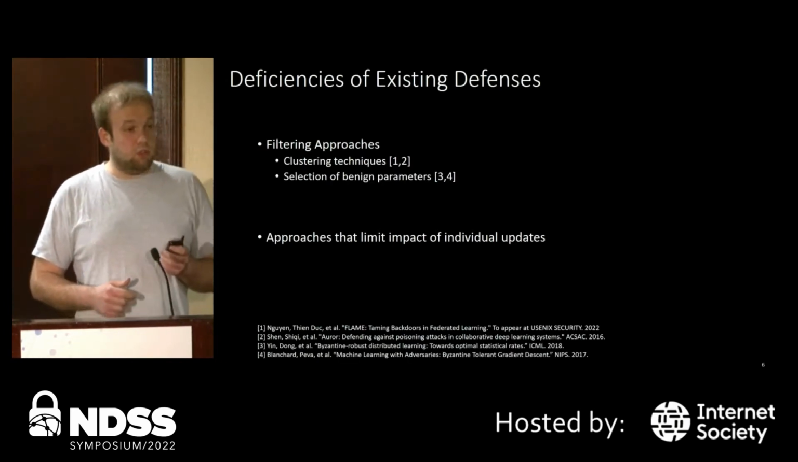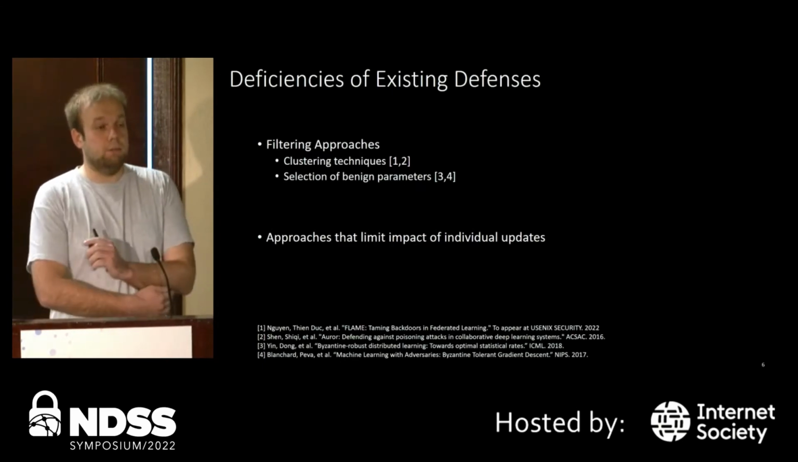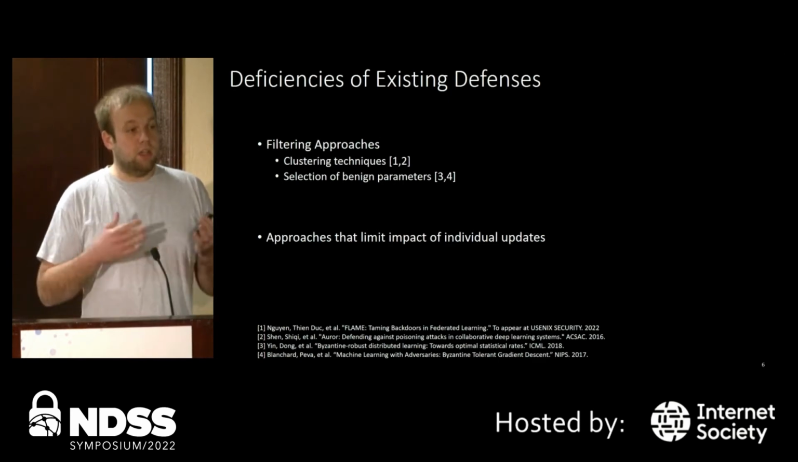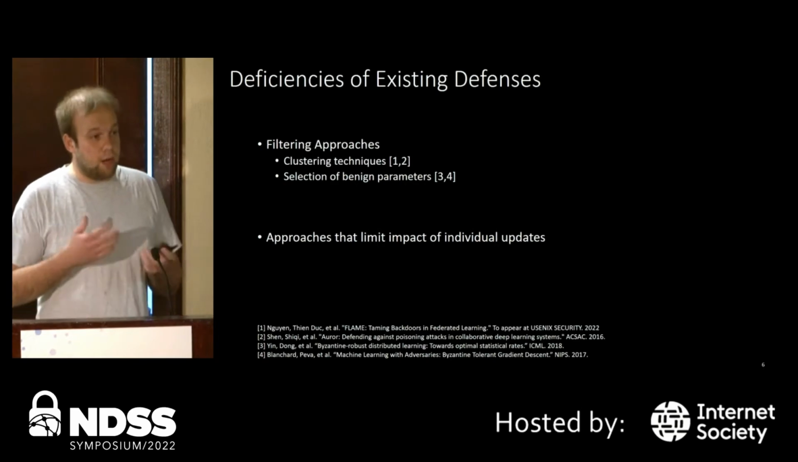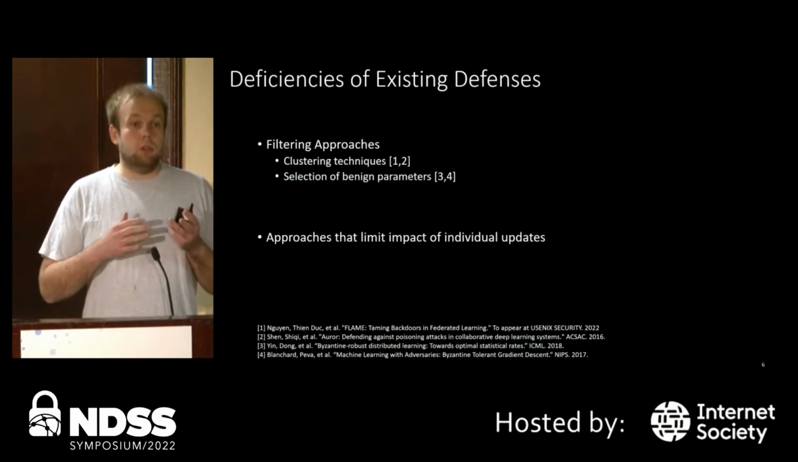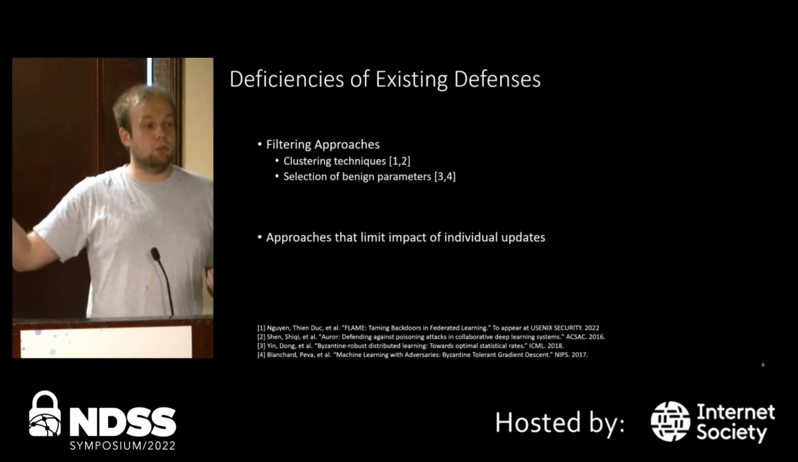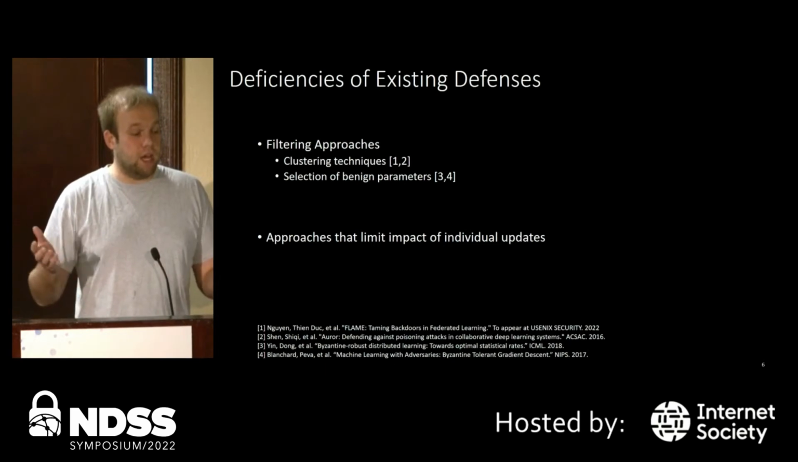Other approaches try to select parameters that are for sure benign. For example, by calculating the parameterized median for the aggregation, or there is another approach that the previous speaker already mentioned, Krum, which selects as aggregate model the model that minimizes the distances to the other models and assumes that the majority of clients is benign.